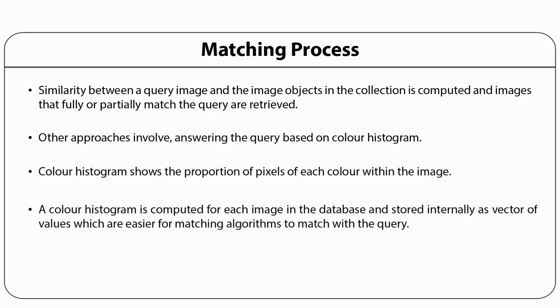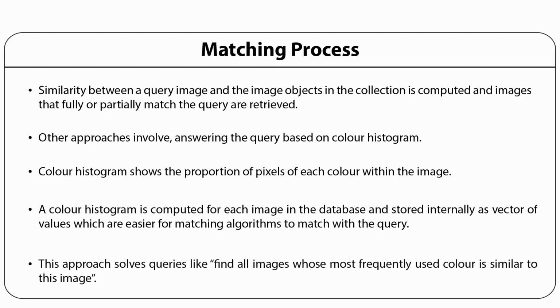A color histogram is computed for each image in the database and stored internally as a vector of values, which is easier for matching algorithms to match with the query. This approach solves queries like find all images whose most frequently used color is similar to this image. So where we want to match on the basis of the colors.